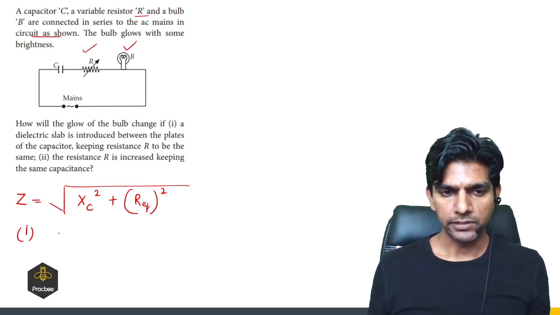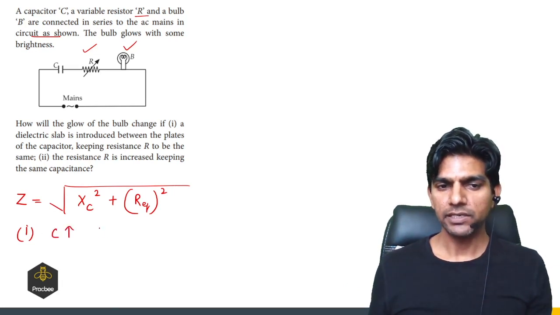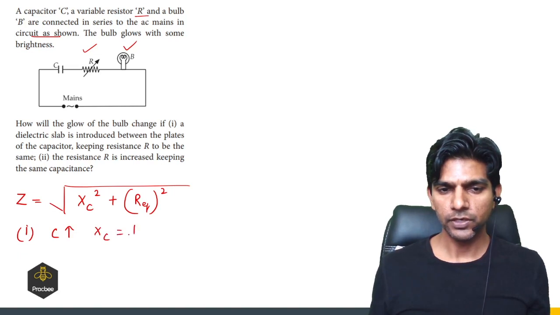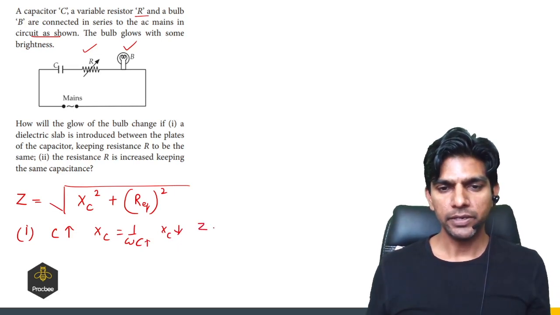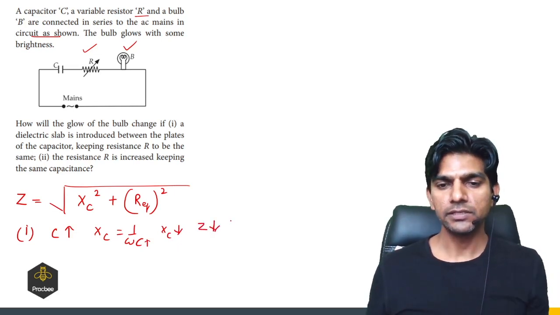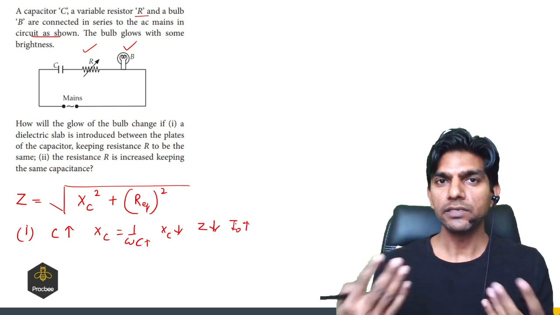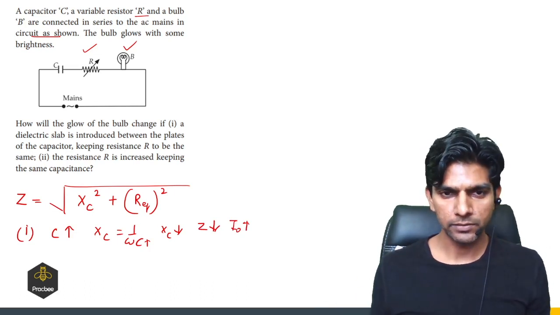So capacitance increases. So C is increasing. As C increases, we know that XC is 1 by omega C. So C is increasing, so XC will decrease. As XC decreases, impedance will decrease. As impedance decreases, current will increase. So if current is increasing, brightness of the bulb will increase. Now let us see the second part.